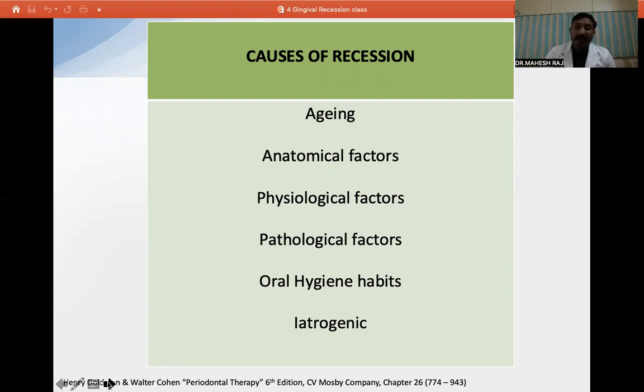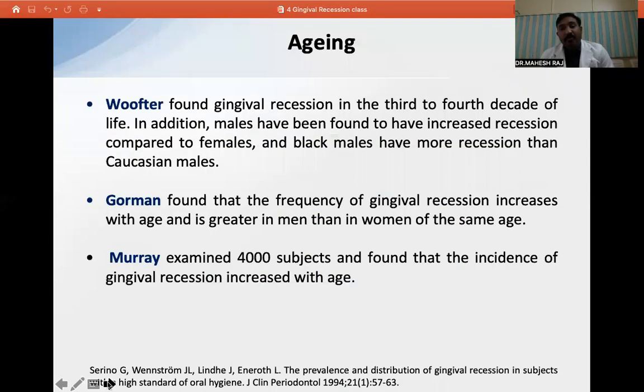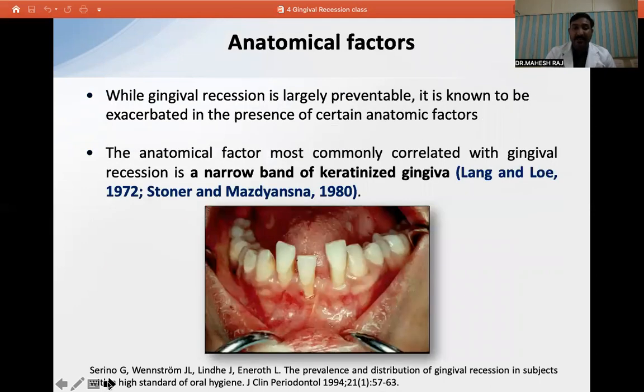So first we'll go through aging. Wolfe found that gingival recession appears in the third to fourth decades of life; in addition, males have been found to have increased recession compared to females, and black males have more recession as compared to Caucasian males. Another study found that the frequency of gingival recession increases with age. Moreover, they examined 4,000 subjects and found that the incidence of recession increases with age.